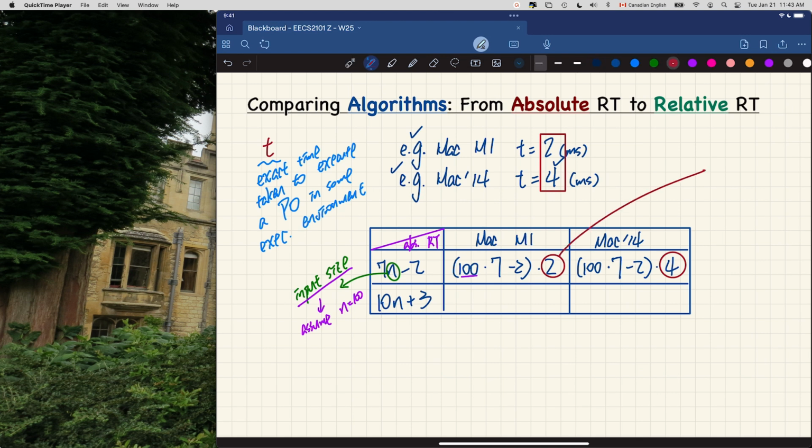Okay, so here, this will be one angle to consider. For the same algorithm, we don't really need to worry too much about what t is, because it's the same algorithm. For the same algorithm, t is not very useful, because we are supposed to compare that with another algorithm.